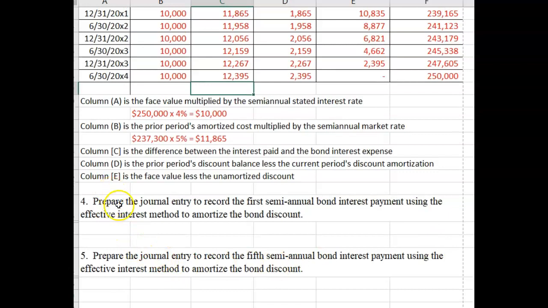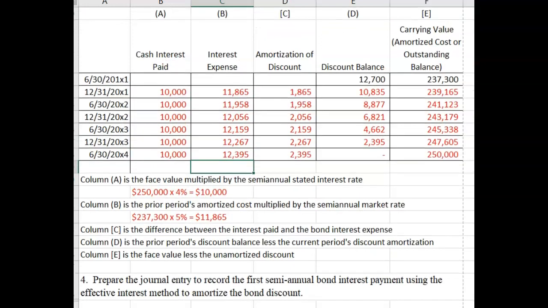So go ahead and prepare the journal entry to record the first semi-annual bond interest payment using the effective method. You can get the numbers from this schedule. The first bond interest payment, cash paid, is $10,000. Interest expense is $11,865. And amortization of the discount is $1,865. These three numbers will make up your journal entry for the first bond interest payment.